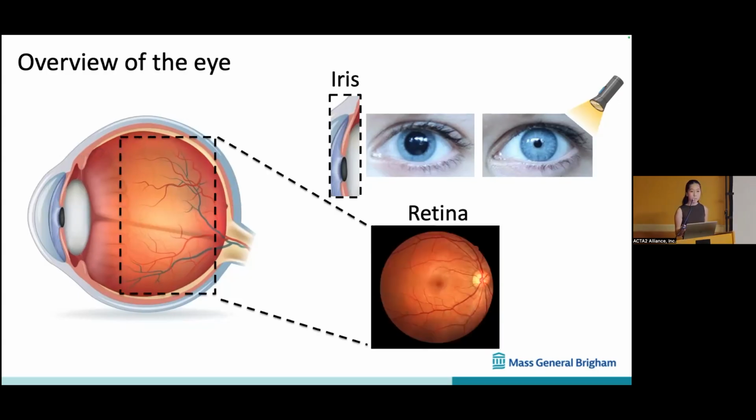I'll also point out the retina. The retina is another smooth muscle rich structure that's very important for supplying blood and oxygen and nutrients to the retina and all other parts of the eye.